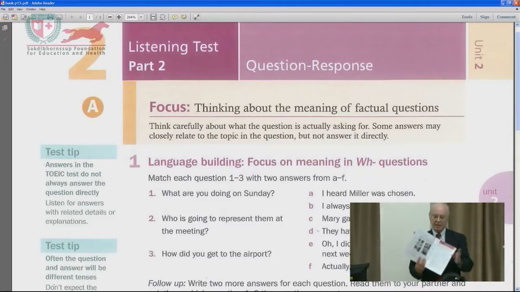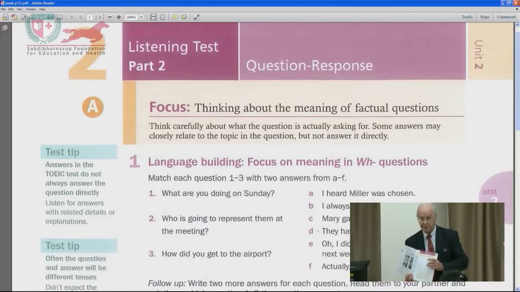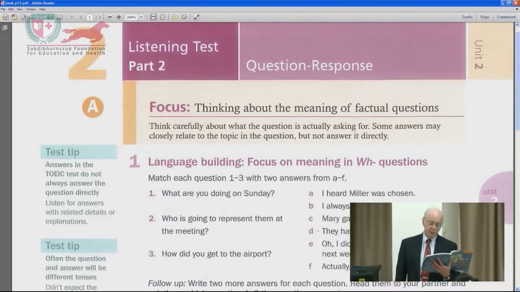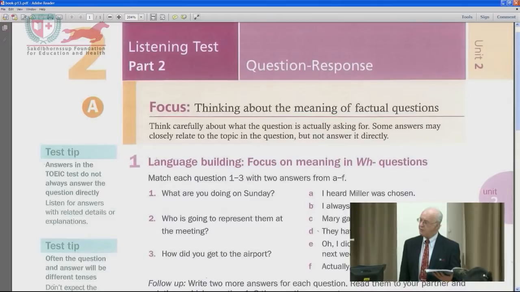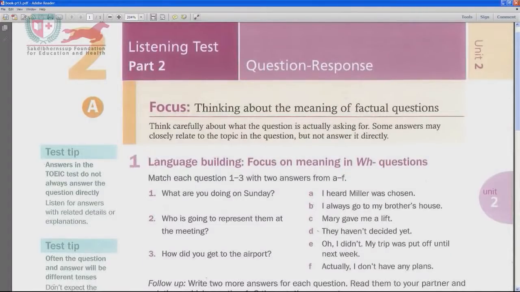We've got here in exercise 1 three questions and 6 responses, 6 answers. 2 answers for each question. So question 1, what are you doing on Sunday? What are the 2 possible answers from A, B, C, D, E, F? So, what can we use to answer the question, what are you doing on Sunday? B. Right. I always go to my brother's house. Every week on Sunday I go to my brother's house.